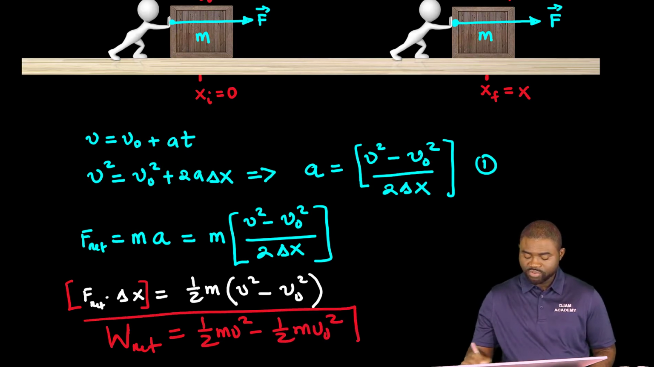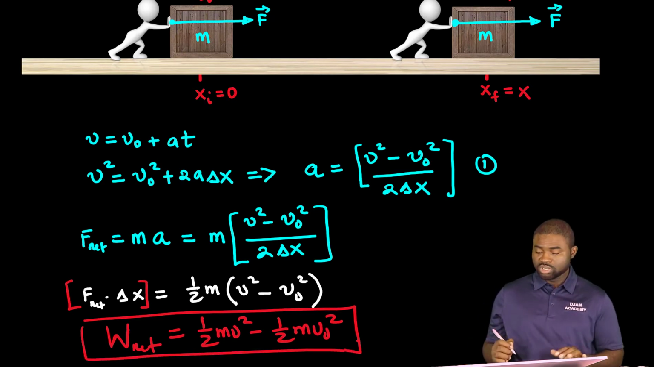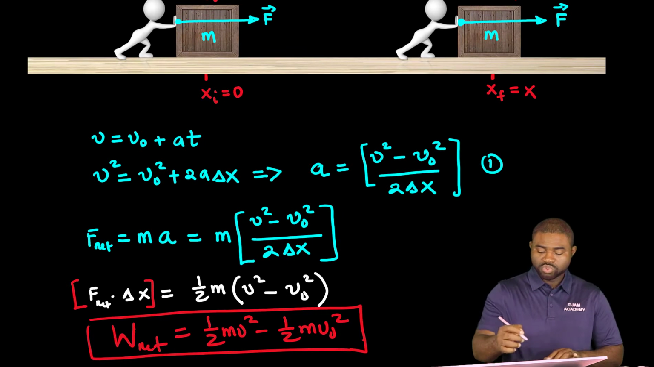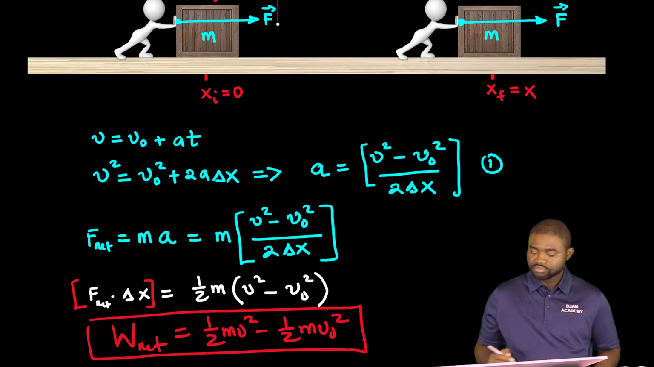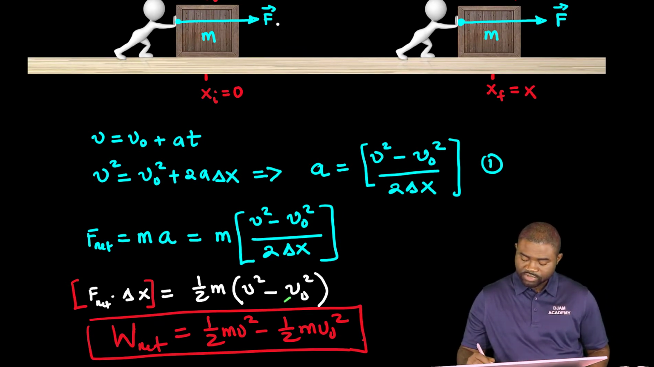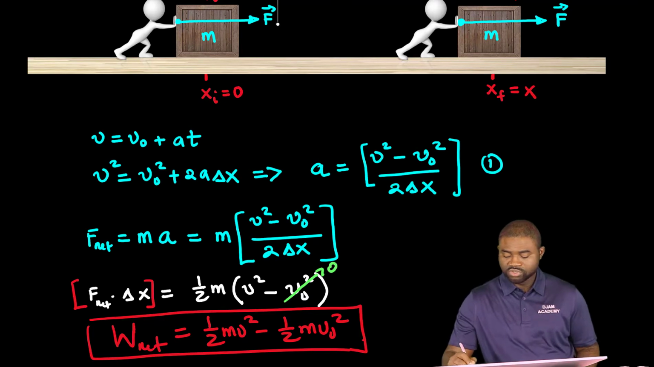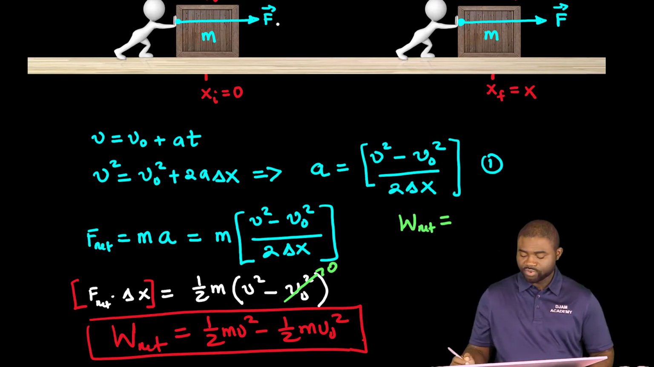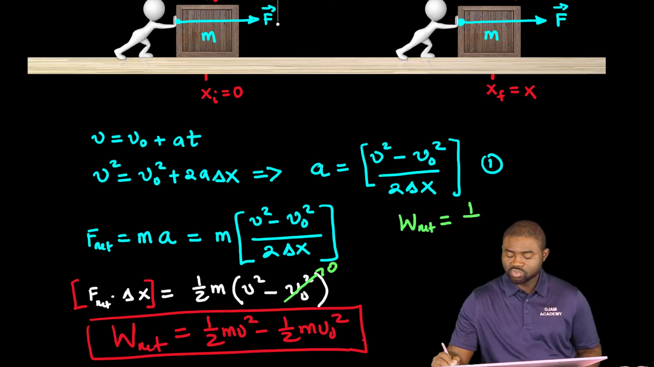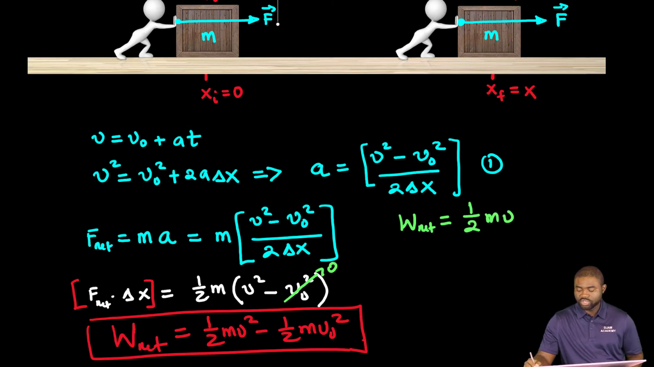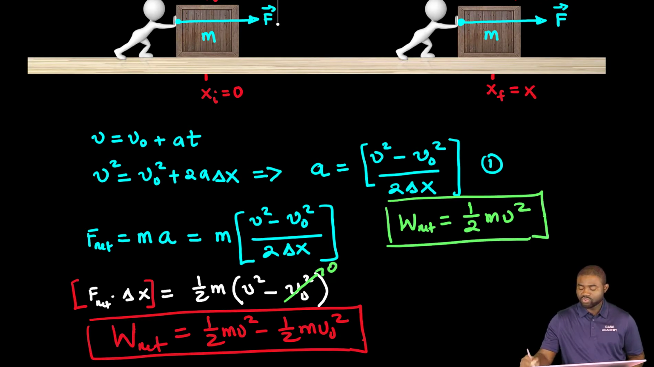This is a very important equation in physics. We're going to come back to this a little bit later. But I just want to remind you of the fact that the initial velocity is 0 because the object starts moving from rest. If the initial velocity is 0, then the net work done on the object to accelerate it from rest will just be equal to 1/2 mv squared.